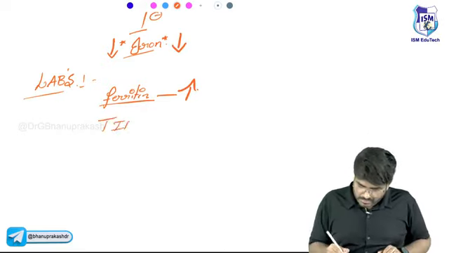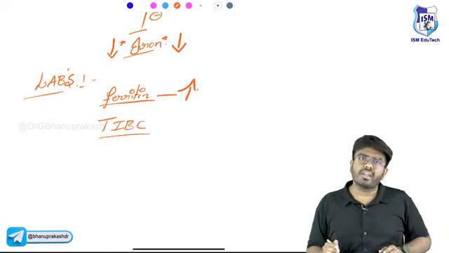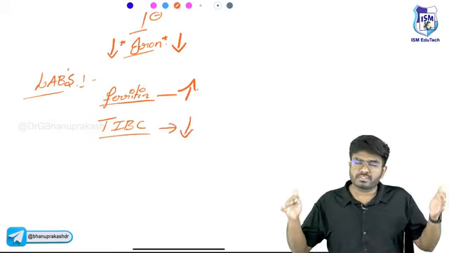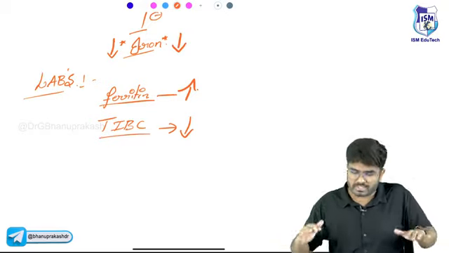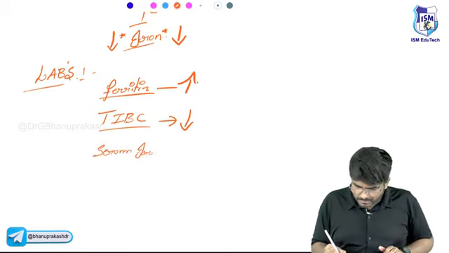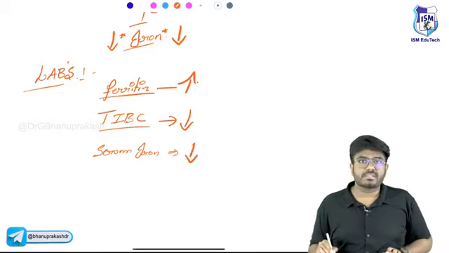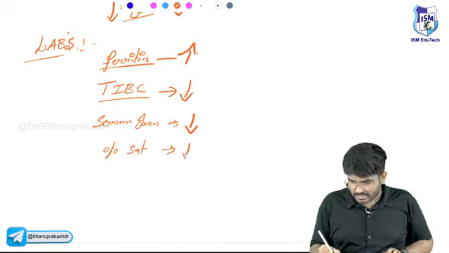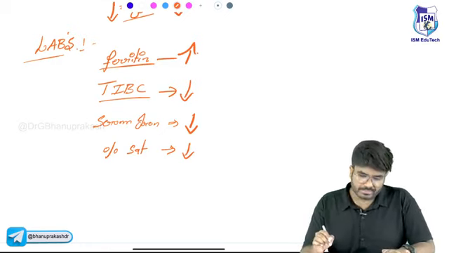What happened to TIBC? That is transferrin levels, the carrier molecules. You are having a sufficient amount of iron, so TIBC goes down. Transferrin molecule levels go down. Right now you don't want any carrier molecules. Next, what happened to serum iron? All the iron is going to be packed, so serum iron also decreases. Percentage saturation also decreases. Everything decreases.